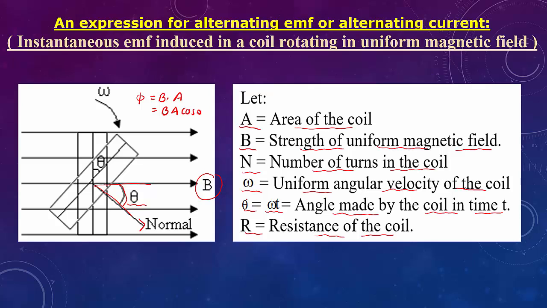So we have to know all these terms. A is area, B is magnetic field, N is number of turns, omega is angular velocity, theta is the angle between the direction of magnetic field and the normal drawn to the given surface. In place of theta, we can write omega into t, because omega is the rate of change of angular displacement, that is omega equal to theta divided by t. Therefore, theta equal to omega into t. This is the angle made by the coil in time t, and capital R gives the resistance of the coil.